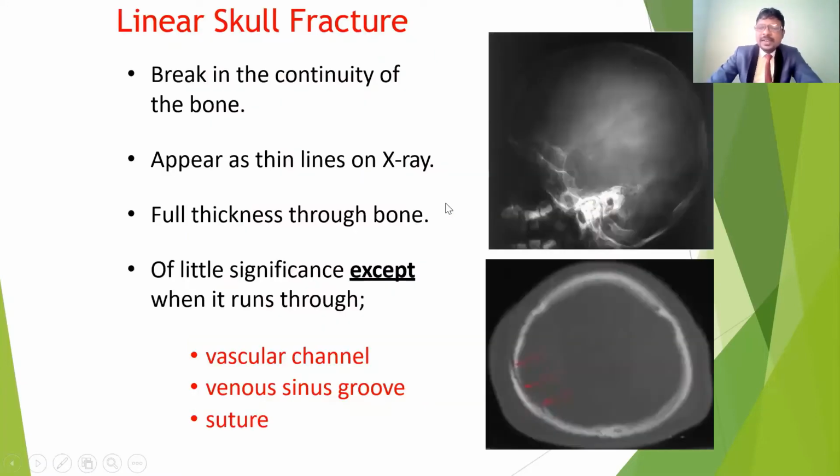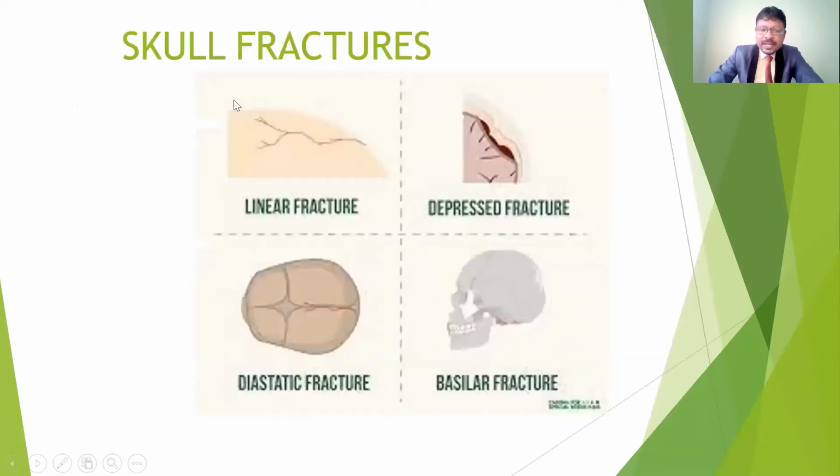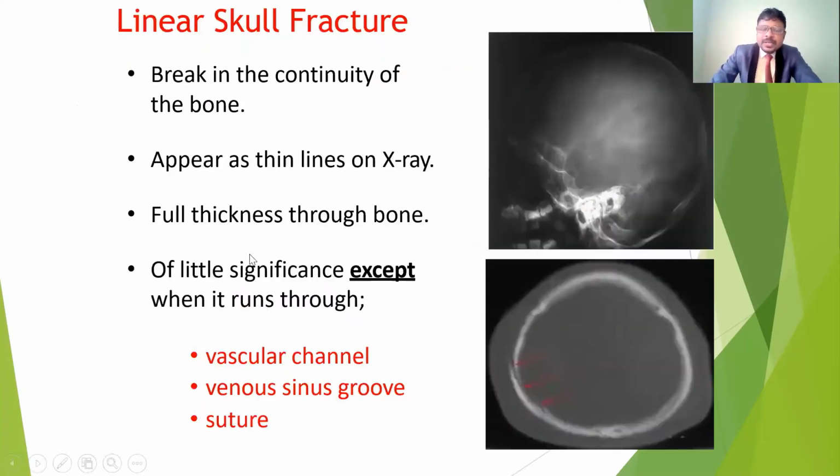The first one is the linear fracture. This is a break in the continuity of the bone. In a linear fracture, we are going to see one line of fracture in the skull. It appears as thin lines on the X-rays. So if you see here, it is like one line, and we can observe the line of the fracture. So these are the linear fractures.